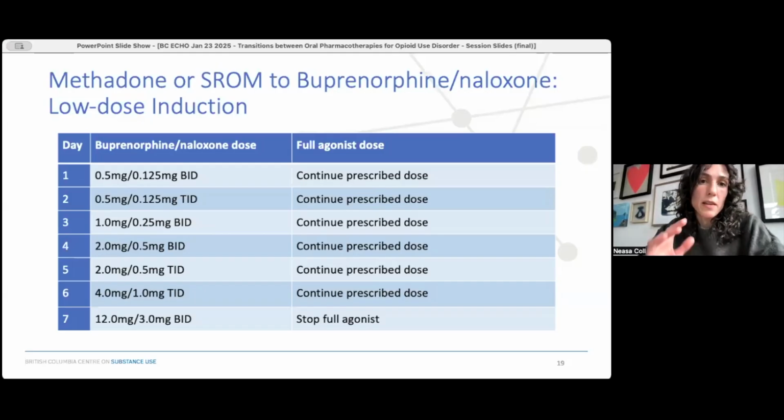And note that a 5 to 7 day titration protocol may be challenging for people on higher doses of full agonists, particularly methadone. And in such cases, a slower transition protocol where you stretch out that transition to 12 milligrams can be considered.